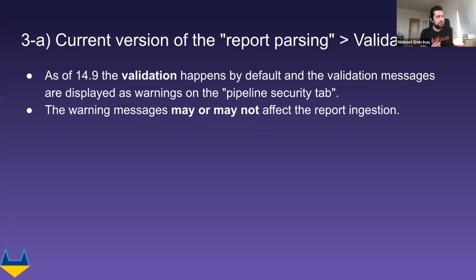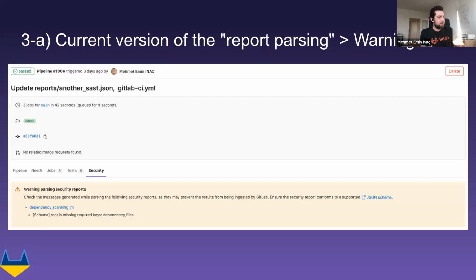So as of 14.9, the validation happens by default. This is happening right now. And those validation messages are shown as warnings. Those warning messages may or may not prevent ingesting the reports into the system. This is how it looks in the pipeline security tab, with the yellow background and warning sign and what the warning is. You can see this in the current GitLab version.